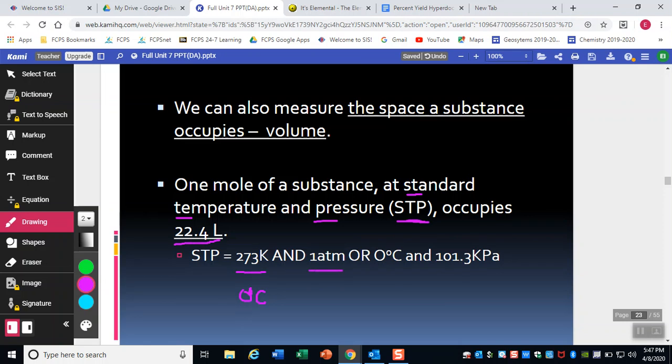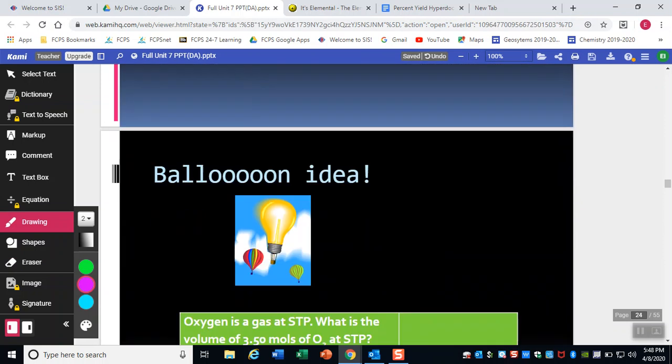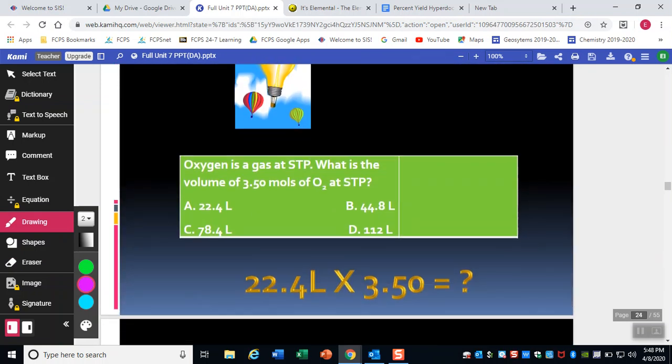I didn't need to write that, I'll erase that. So if I'm using Kelvin and an atmosphere, 1 atmosphere, it would be that. If I have Celsius, then I've got kilopascals, and it'd be 101.3 kilopascals. And we'll talk about that more later. What we're going to focus on now is this number, 22.4 liters, because we're talking about moles, and that's the volume of 1 mole of any gas at standard temperature and pressure.